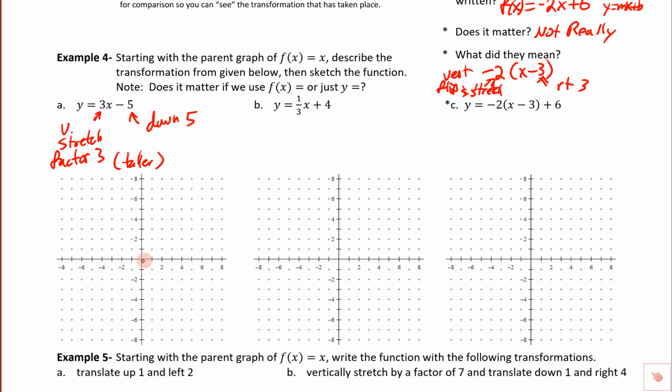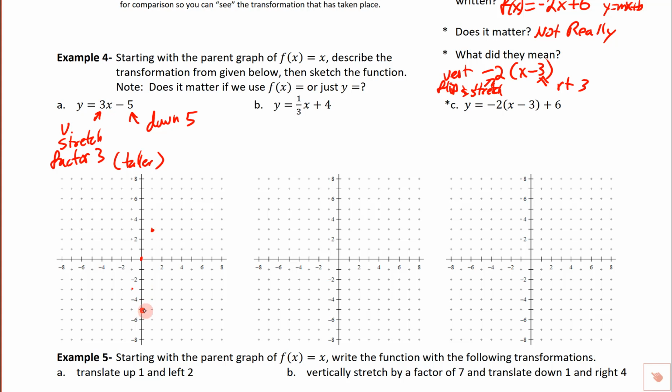So we're going to take that original shape and stretch it by a factor of 3. Normally we would be right here, and we'd go over 1 and up 1. We're going to go over 1 and up 3. We'd normally go back 1 and down 1. We're going to go back 1 and down 3. So there's our shape. And we're going to take this shape and move it down 5. So we're going to go down 1, 2, 3, 4, 5. So we're going to be right here.